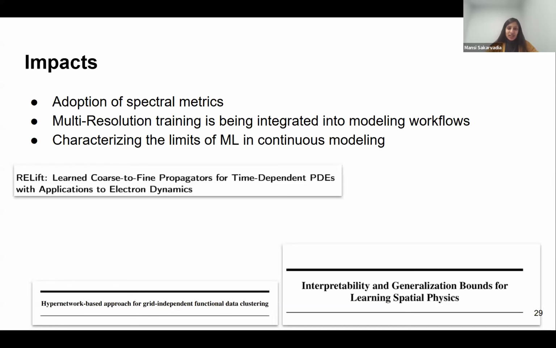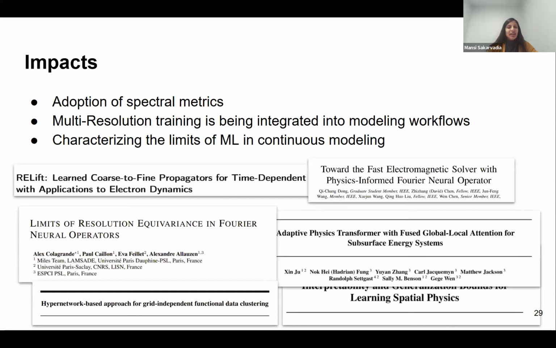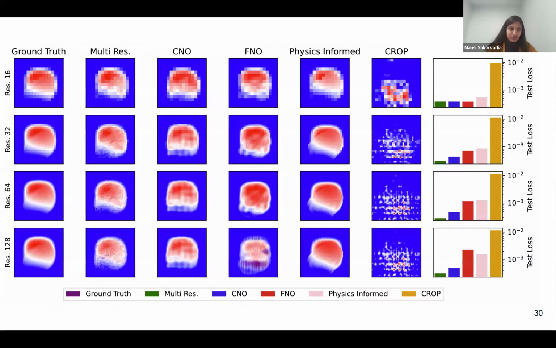Multi-resolution training has been tried and tested in some external work and has already been integrated into a modeling workflow, which is exciting. And perhaps most exciting is that there have been several follow-up works that have begun to characterize the limits of machine learning in continuous modeling workflows using some of the methodologies we've proposed.